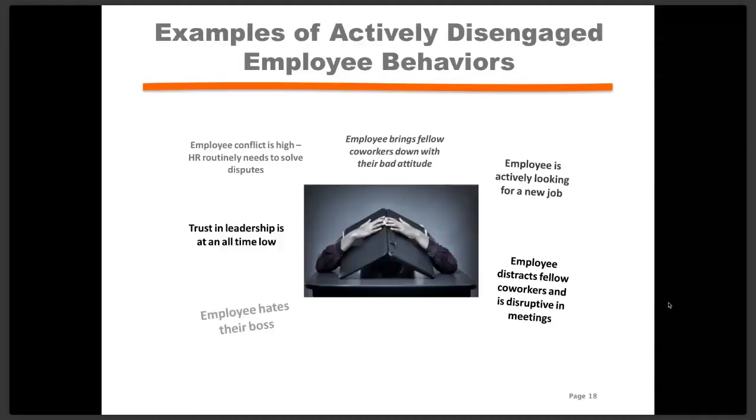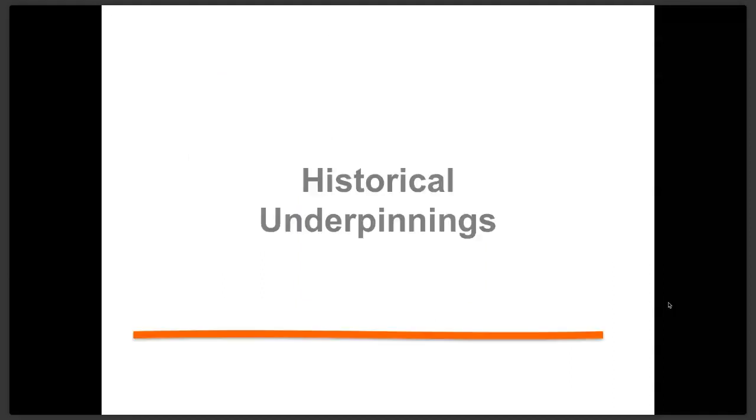And those that are actively disengaged, those are the people who really don't want to be there. Oftentimes we'll see more conflict occurring. Trust in leadership can be at an all-time low. You might have a couple of bad apples distracting their fellow co-workers in meetings and that type of thing. And some of these employees can really just bring the whole work environment down with their bad attitudes. So those are different ways you might see that play out. So that's how we categorize engagement.